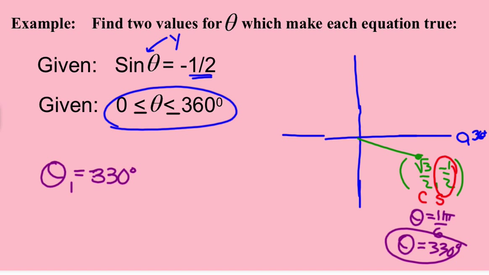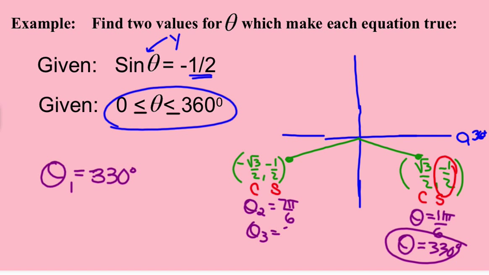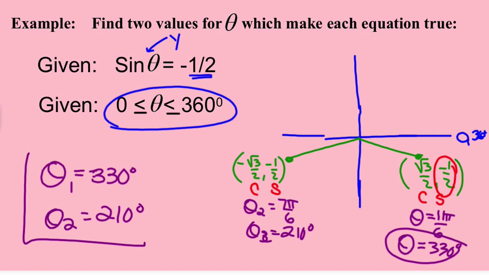We have one more to find. Again, we want the sine to be negative 1/2. So the other piece is over here. That ordered pair is negative square root of 3/2, negative 1/2. This is your cosine. This is your sine. As an angle, we'll call this theta 2. In radians, it's 7 pi/6. Or in degrees, it's 210 degrees. So our other answer is 210 degrees. There's our two answers.